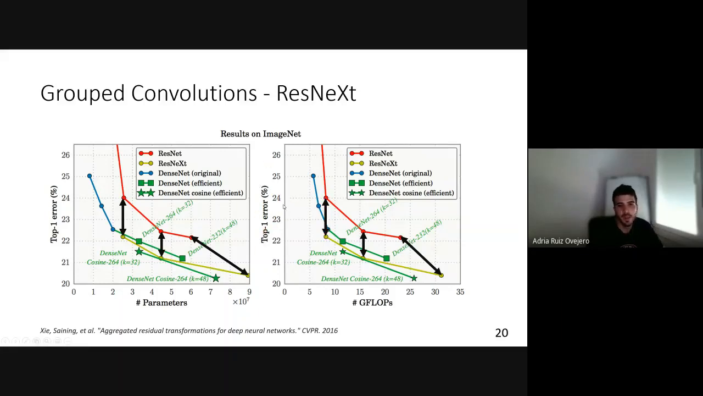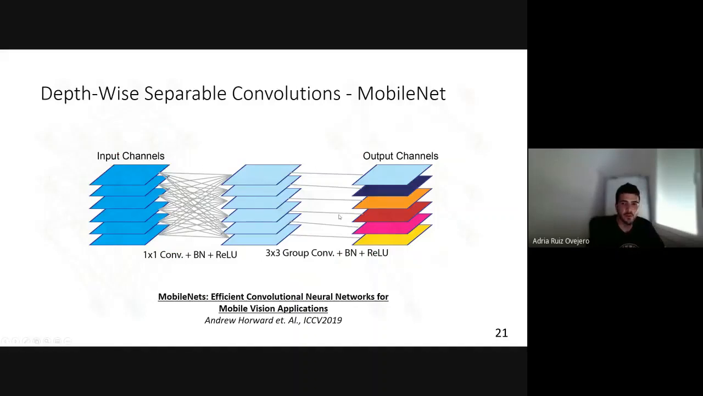Okay. If you take this idea to the extreme, you will have a number of groups equal to the number of input channels, and this was used to create the depth-wise separable convolutions defined in the MobileNet networks. There are many versions of MobileNet: version 1, version 2, version 3, and soon version 50. It's a very popular family of very efficient networks, and you can use it if you have any problem where you want an efficient architecture.